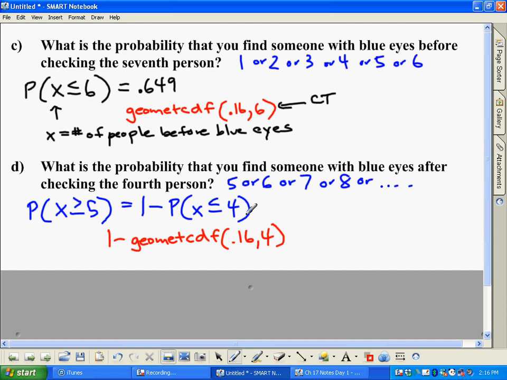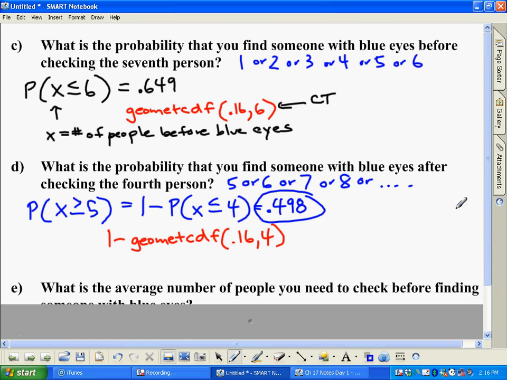So grab your calculator, do 1 minus, go to where normalCDF is, and then find geometCDF under the same menu. Make sure it says 0.16 comma 4 this time, and then go ahead, enter in the value, and you get 0.498. So our answer here is 0.498. There's almost a 50% chance of that happening.